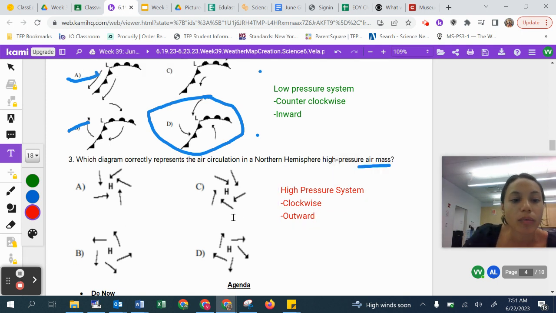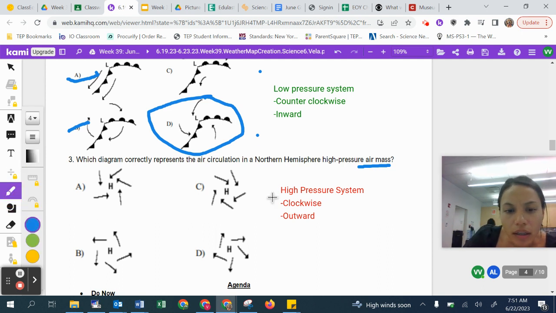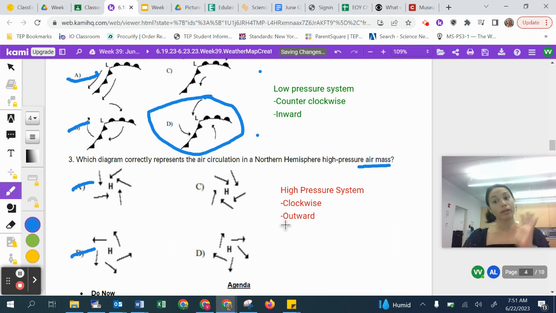Okay. So with that one, the one that looks as if it is going clockwise is C and D. B and A are going counterclockwise, so that's like in a low pressure system, so we can automatically count those off. And then going outward is D. Going outward is D. All right, awesome.